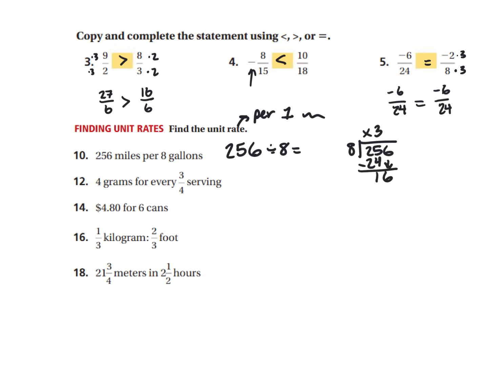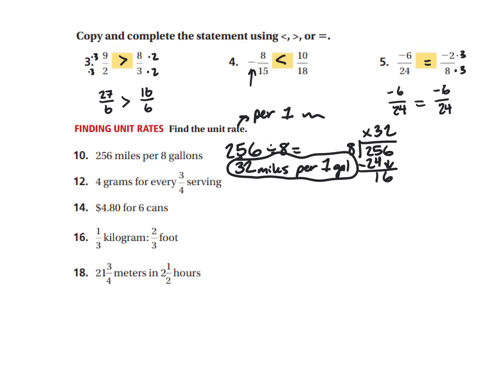And now I will drop that down. 8 goes into 16 twice. So we would say that my unit rate is 32 miles per 1 gallon. Right? When we say a unit rate, we always need that ratio right there. So 32 miles per 1 gallon.